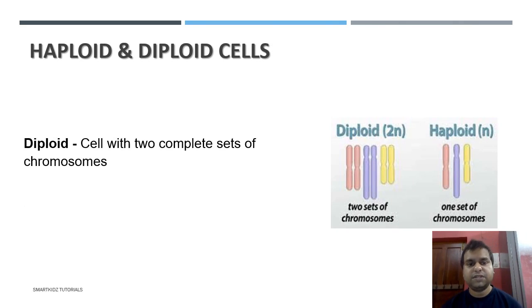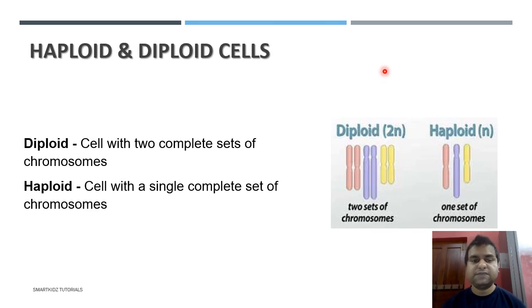Haploid and diploid cells. Diploid cells have two complete sets of chromosomes, and haploid cells contain just a single set of chromosomes. The haploid state is seen mostly in sperms and eggs. When the sperm fuses with the egg to form a zygote, the zygote is diploid in nature, containing two pairs of chromosomes, a complete set.